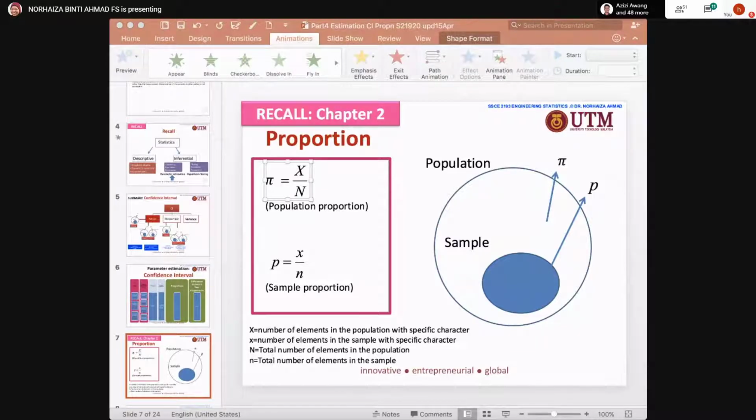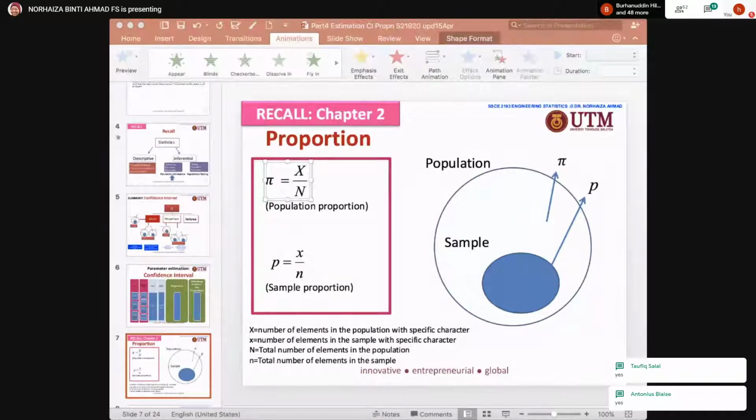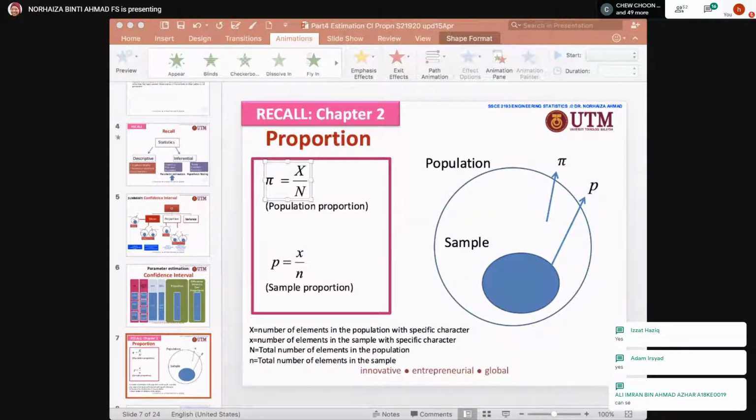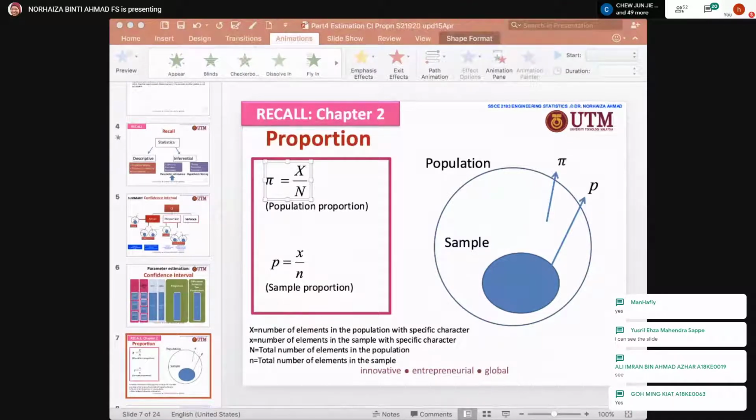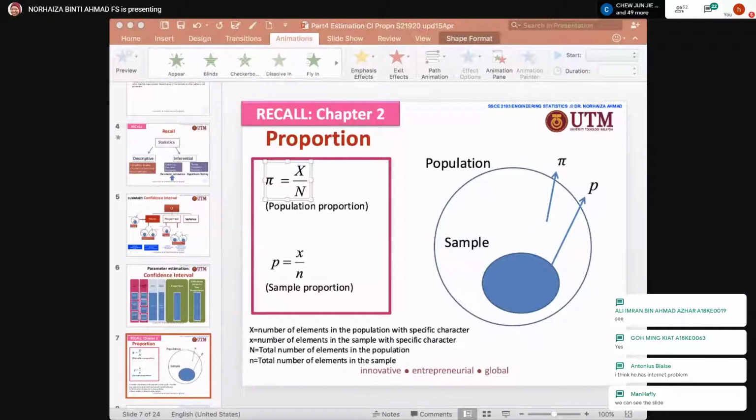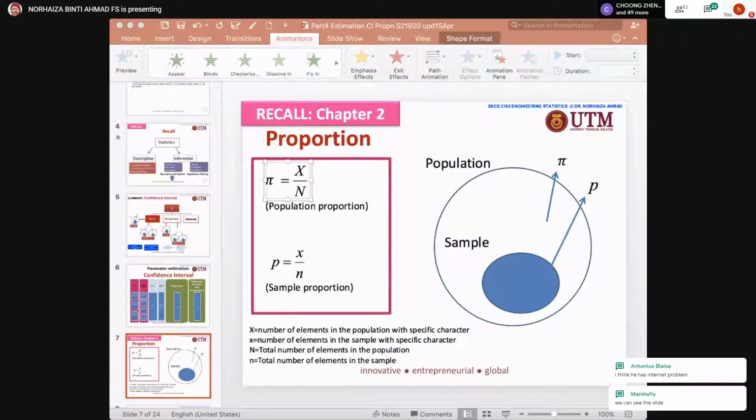Can you all see this slide, or did it go just now? Oh, you can't see the slide. Okay, internet problem. Okay, alright, sure.